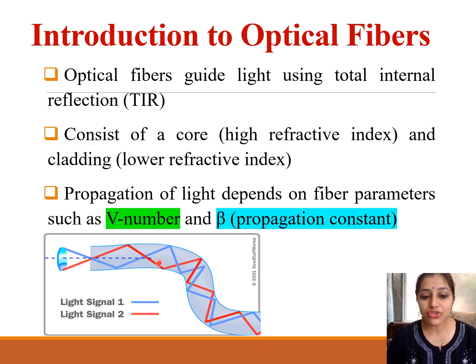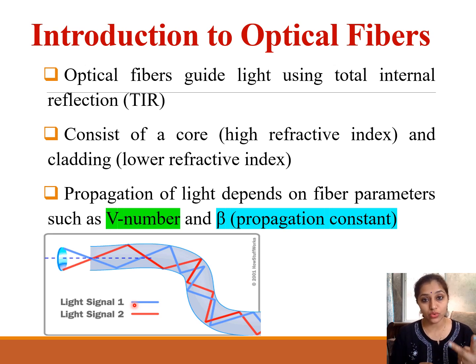The fiber consists of a core whose refractive index is more than that of the cladding's refractive index. The core is covered by cladding, and that cladding is again covered by a jacket to protect the optical fiber. The propagation of light depends on two important fiber parameters. The first one is the V number, which decides how many modes can travel through the fiber.